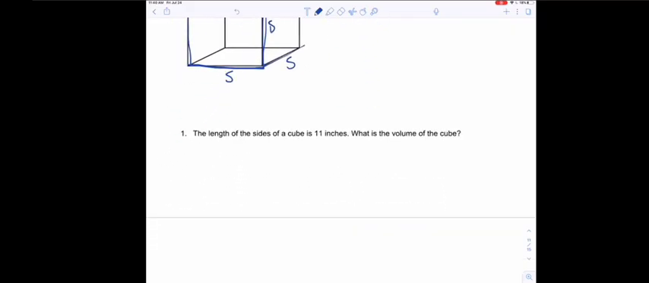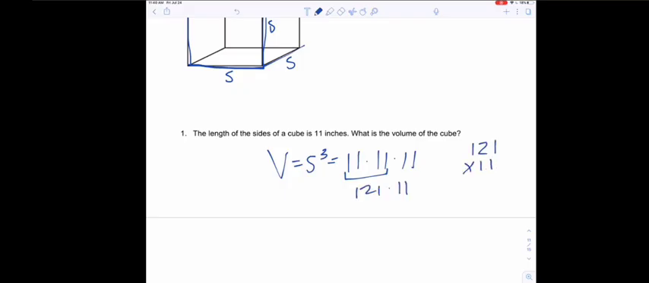All right, so let's take a look at what that looks like. The length of the sides of the cube is 11 inches. What is the volume of the cube? So volume for a cube is s cubed. So we're going to do 11 times 11 times 11. I know 11 times 11 is 121. So now I'm going to multiply that by 11. So 121 times 11. 1, 2, 1, placeholder 0, 1, 2, 1. All right, let's add it up. 1, 3, 3, 1.